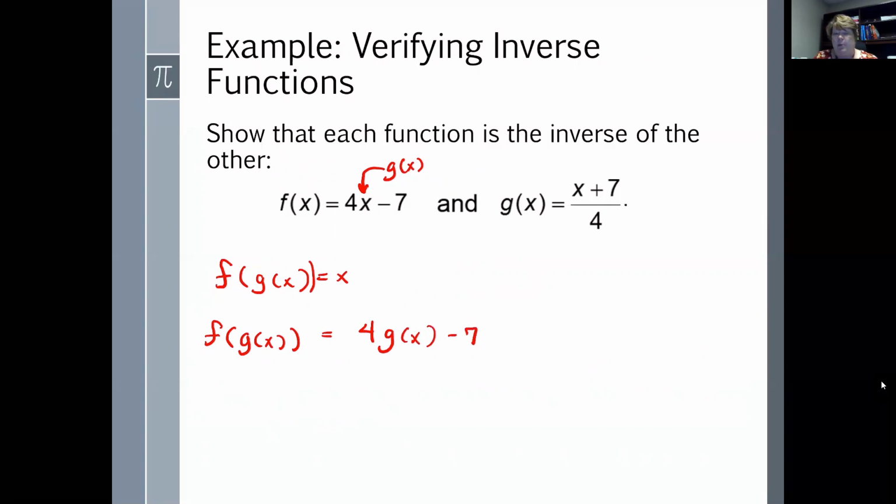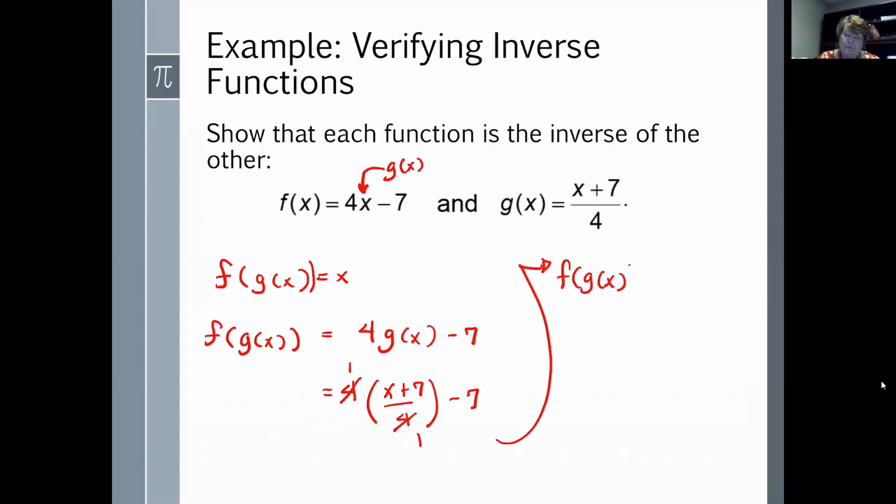All right, so f evaluated at g of x is 4 times g of x minus 7. But g of x is x plus 7 over 4. So I'm going to make that substitution. Okay, the 4's will cancel. So I get x plus 7 over 1 minus 7, x plus 7 minus 7 is x. So f at g of x is x.